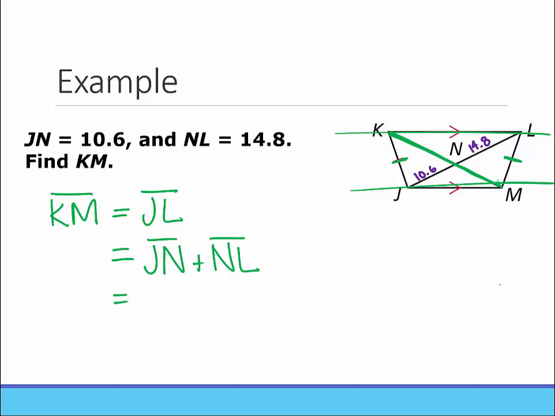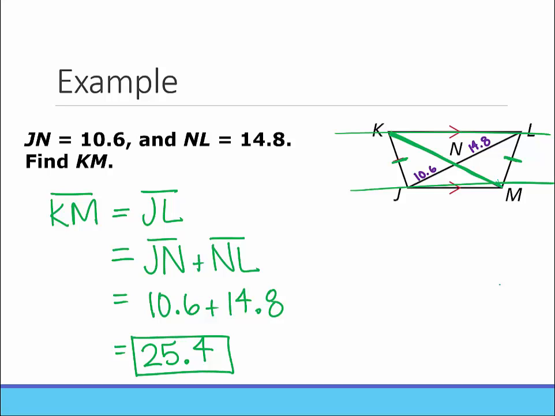So we know this equals 10.6 plus 14.8. And if you add those together, you get 25.4. So KM has to be 25.4 long.